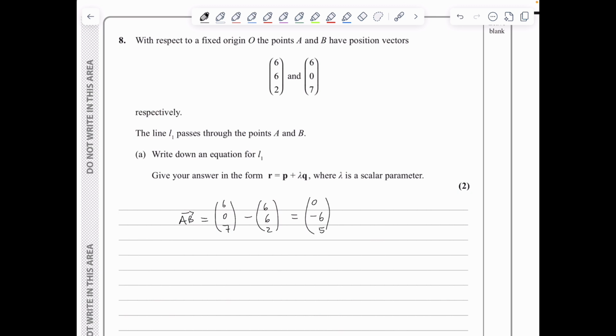So we're looking at the straight line L1 with equation r being equal to the position vector. I can pick either of these two, so I'm just going to pick A, 6, 6, 2, plus a scalar, which I will call lambda, times the direction, which is 0, negative 6, 5.